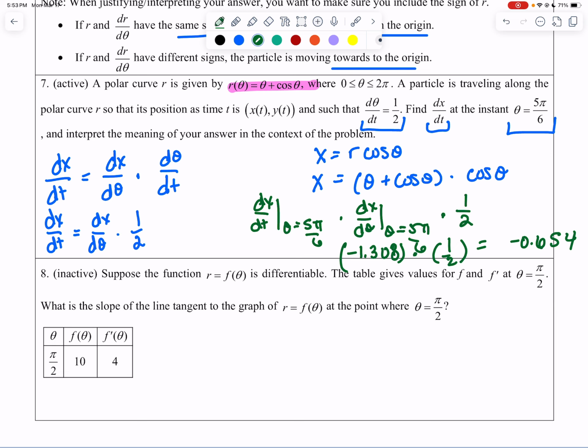So this is saying that the x position of the particle is decreasing at a rate of 0.654 units per time whenever theta is 5 pi over 6. So essentially, my x position is decreasing, aka it's going towards the pole.